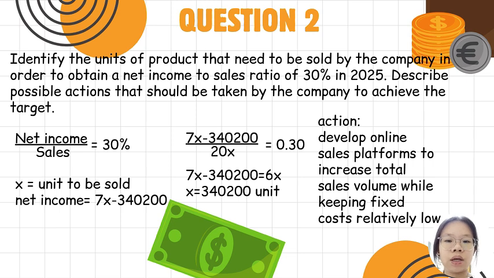So the equation becomes 7x minus 340,200 divided by 20x equals 0.3. After simplifying, we get x equals 340,200 units. This means that the company must sell 340,200 units to achieve a net income equal to 30% of sales. The action is to develop online sales platforms to increase total sales volume while keeping fixed costs relatively low.